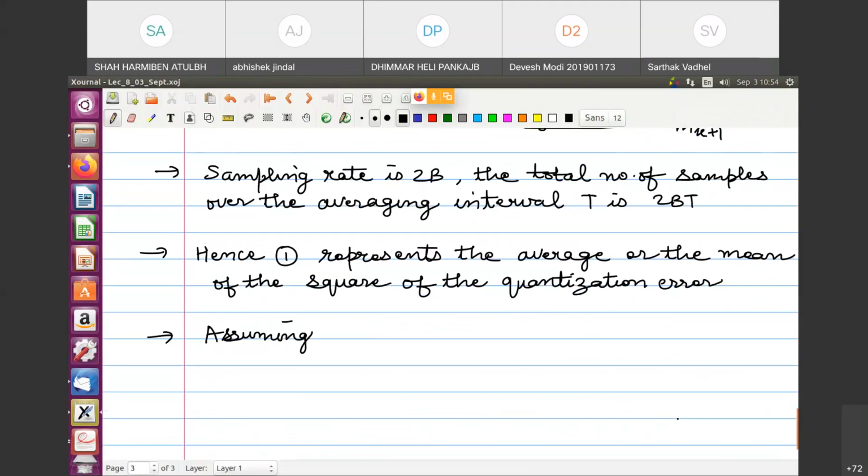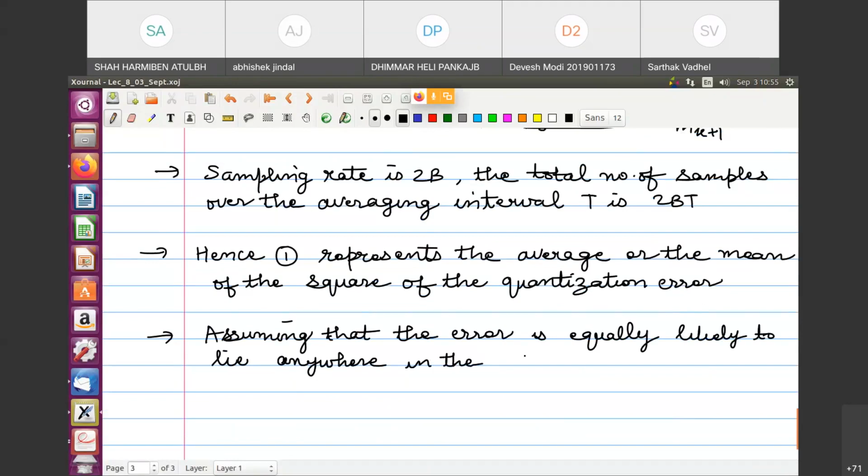Yes. So assuming that the error is equally likely to lie anywhere in the range, now this assumption I will defend via some argument. We can obtain it as follows.